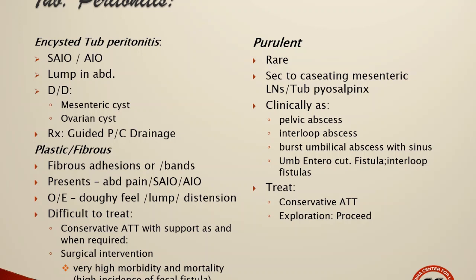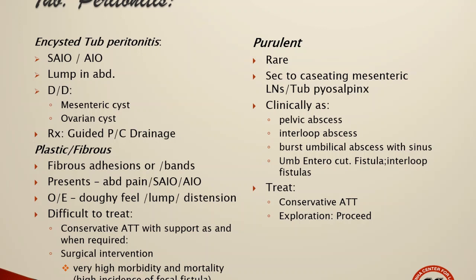Coming to the rare form, that is purulent, where if you try to aspirate, you'll find whitish fluid, which is more like a caseous fluid. So this is nothing but really a caseating mesenteric lymph node or a ruptured tubercular pyosalpinx, where the tubercular pus has gone to the peritoneal cavity.